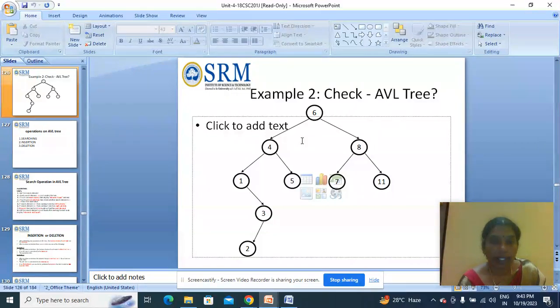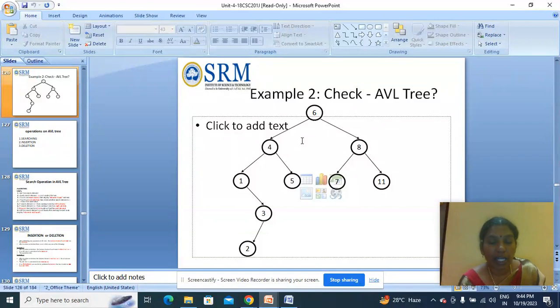Already I said earlier, there are three operations for the AVL tree. One is search operation. Next one is insertion operation. And third one is deletion operation. So all are same as the binary search tree that we have discussed in detail in the previous session.